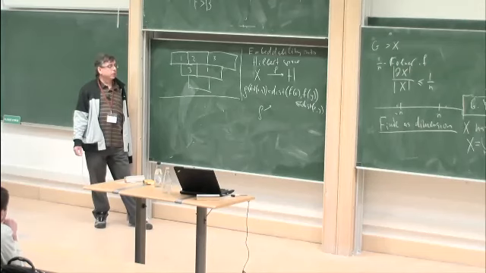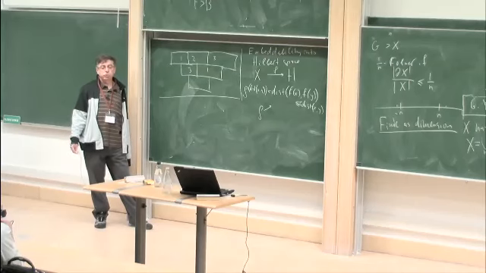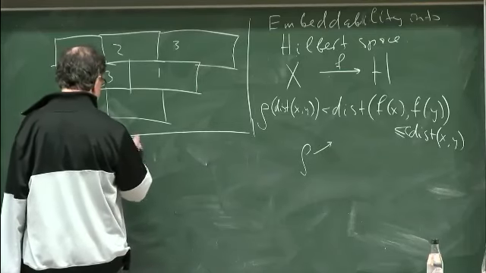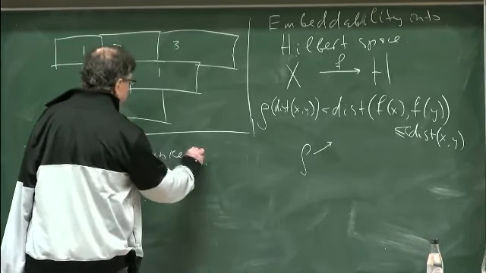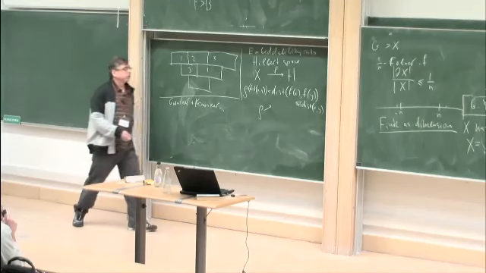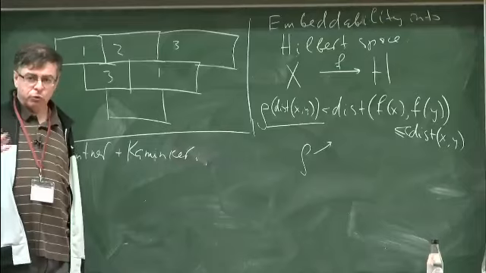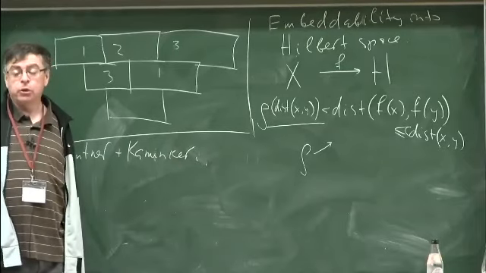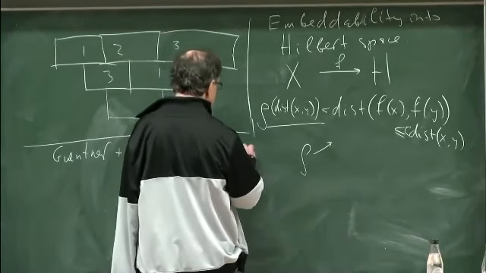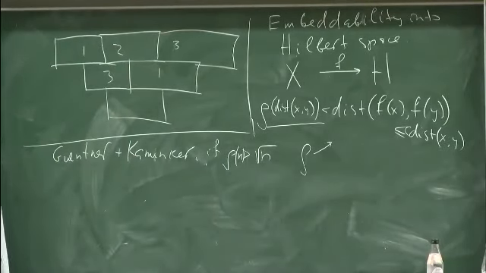Okay, so what was noticed by Guentner and Kaminker is that if we have an embedding of a group into Hilbert space and rho is bigger, in the asymptotic way, than the square root of the distance, then the group satisfies property A.